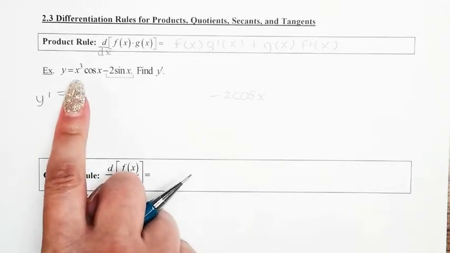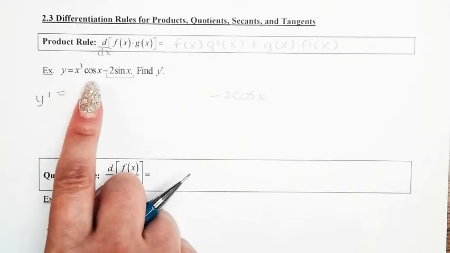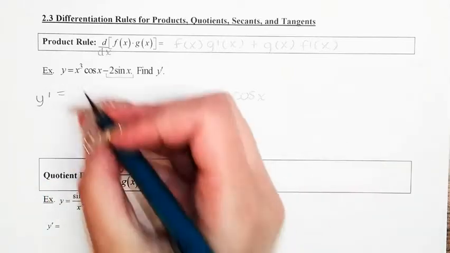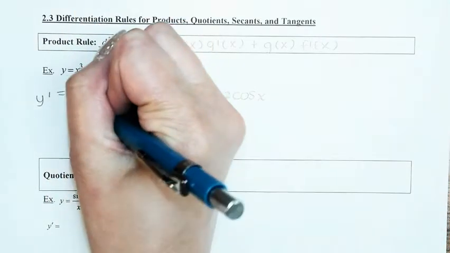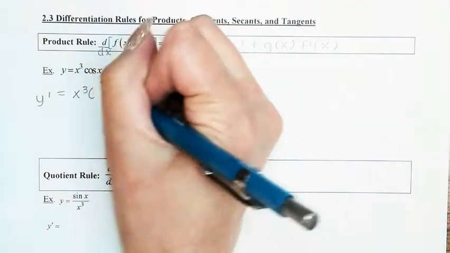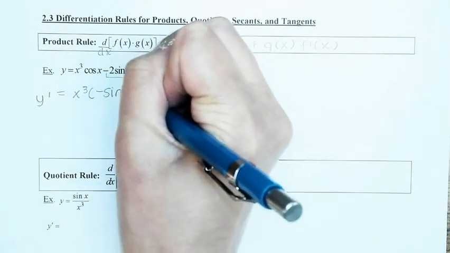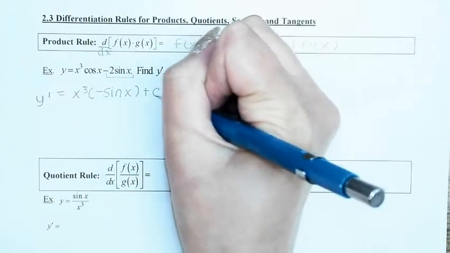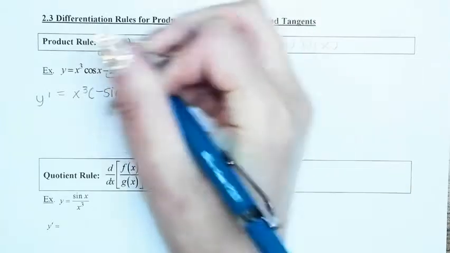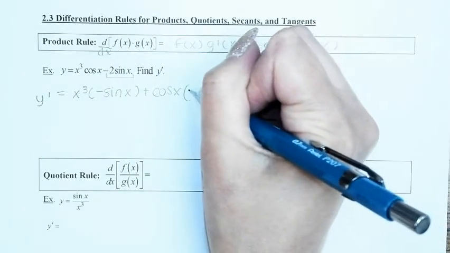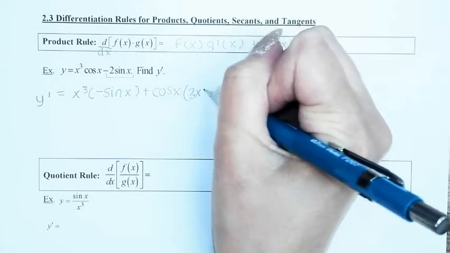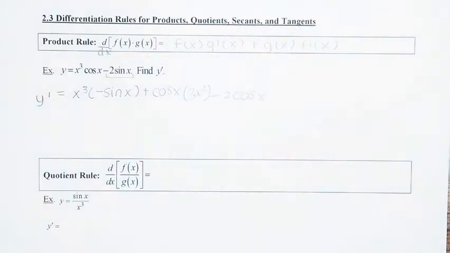You can see that the g of x is the x cubed and the f of x is going to be the cosine x, or vice versa. So you want the first one times the derivative of the second one, which is negative sine of x, plus the second one times the derivative of the first one, which you know is going to be 3x squared. So you have a situation like that.